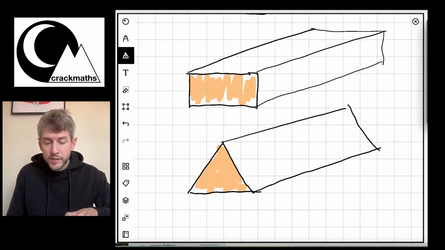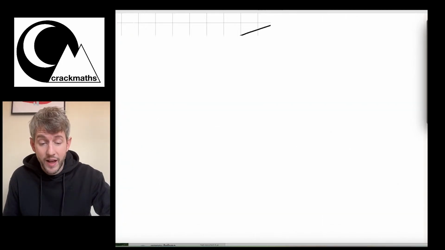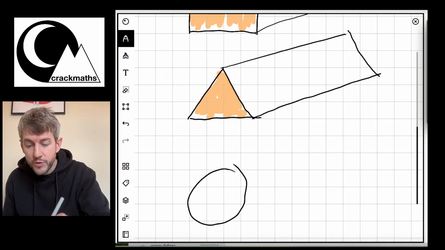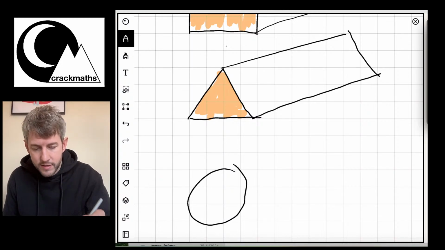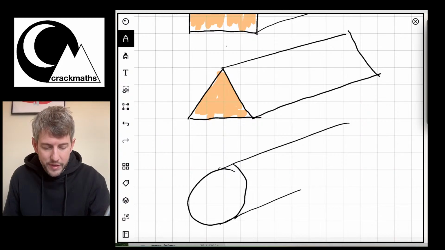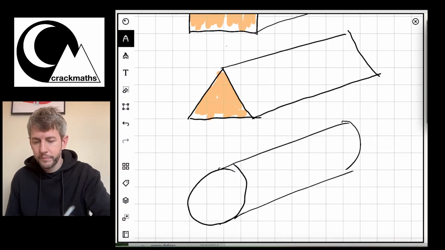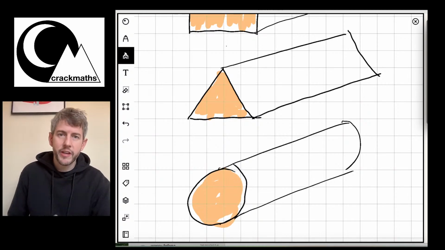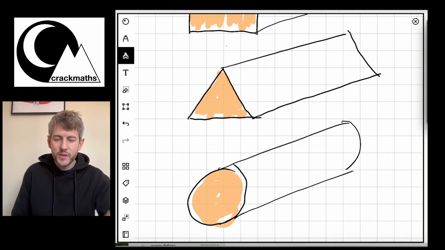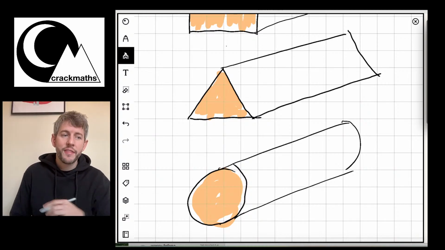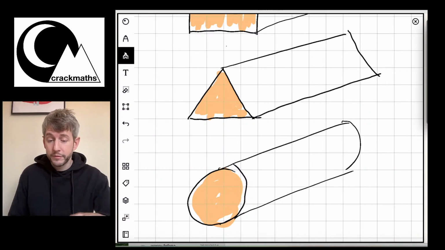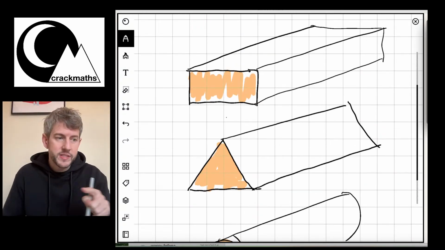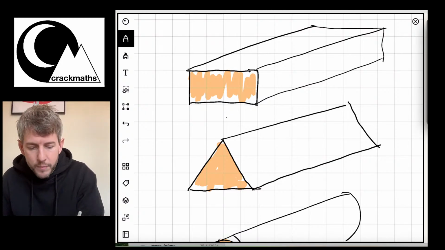And then the other shape that we could have, that we're going to need to know how to work out, is, as I just said, a circular prism, which we also call a cylinder. Okay, so here we go, and that would be this all the way through, and this would be a circular prism. Okay, so we've got 1, 2, 3 shapes here that we're going to need to know how to find the volume of.